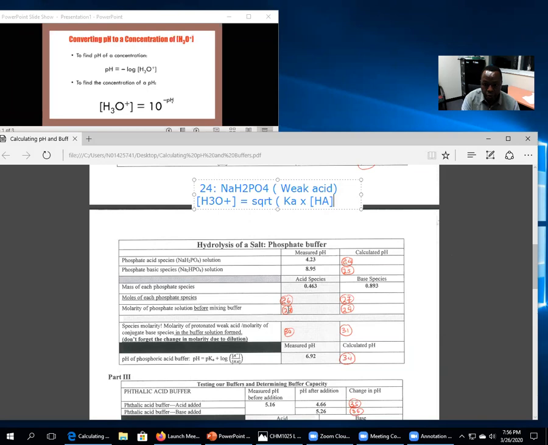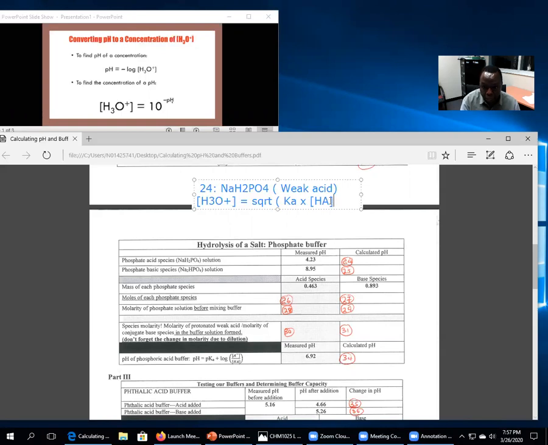Line 28, P4 mixing, calculated pH. How will I calculate the pH of my solution right here? You've got to know how many grams. If I know the moles of each species, what is the volume of each species? The directions will tell you how many mL of each species you use, or the total volume.